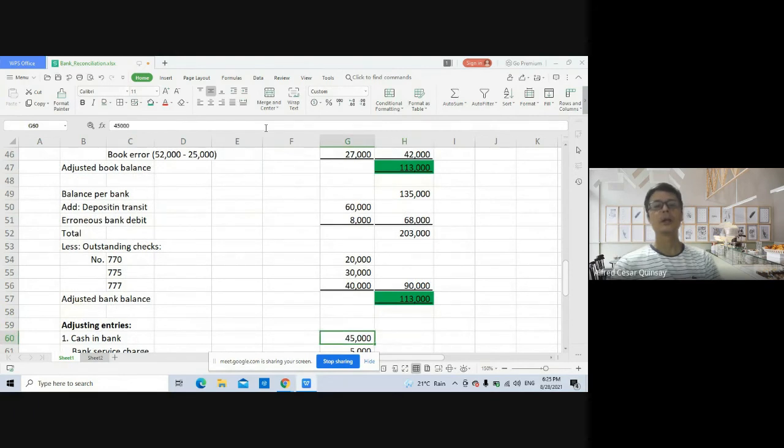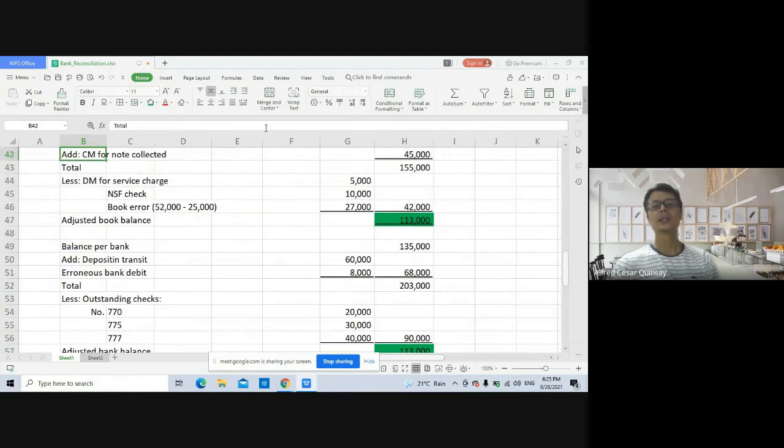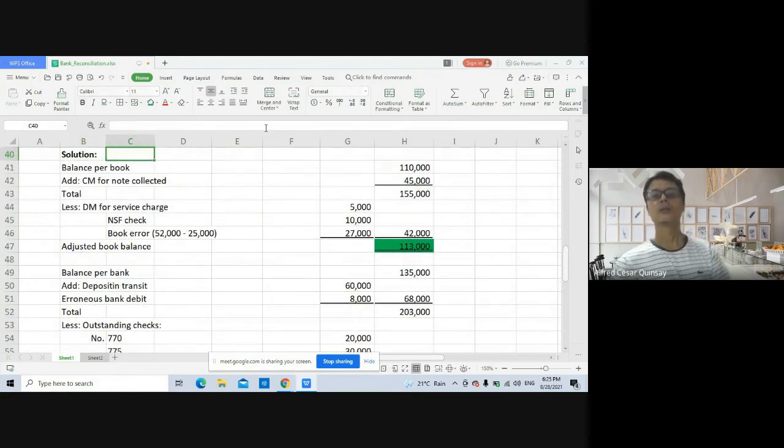Now, we will now proceed to the adjusting entries. Okay, so let's take up the adjusting entries. The adjusting entries can be found here dito. Yan.